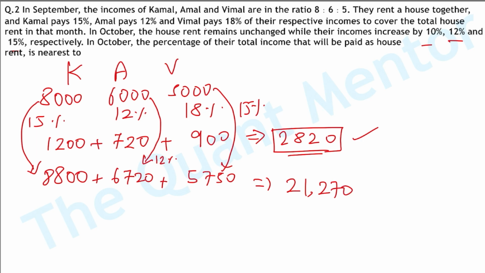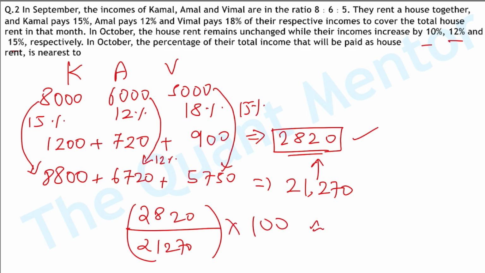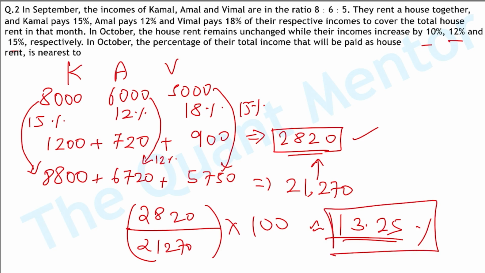And now we simply need to find out 2,820 is what percent of 21,270. So 2,820 divided by 21,270 multiplied by 100, and this will be approximately 13.25%. And that's the answer to our question, 13.25%. There were options initially in this question, but I have removed the options purposely. The answer is 13.25%.